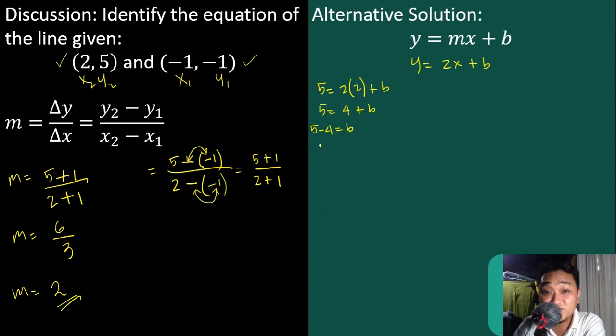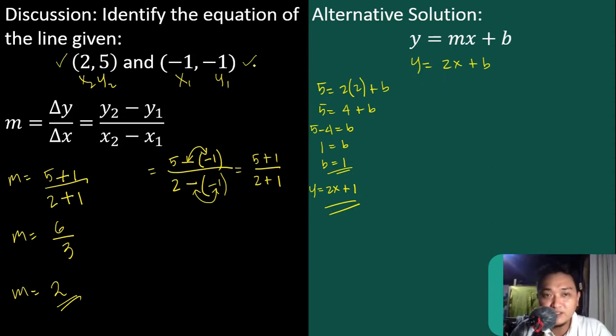And 5 minus 4 is just 1, which is equal to b. Or, by symmetric property, we have b is equivalent to 1. So, therefore, our linear equation, this is it. From this, we now have the value of b. So, we have y is equivalent to 2x plus 1. There you go. We now have a linear equation.